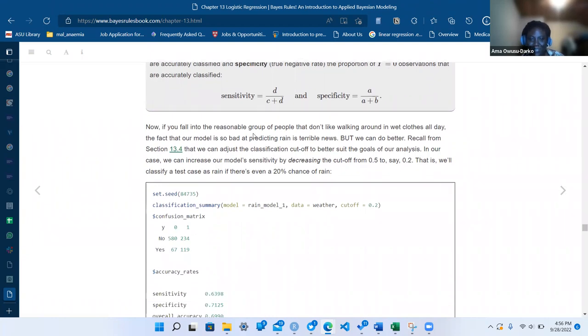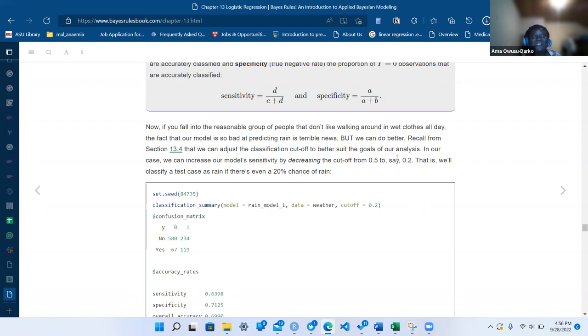Okay, so just as what you said, the fact that our model is bad at predicting rain is terrible news. We can do better. We can adjust the classification cutoff, so decreasing the cutoff from 0.5 to 0.2. So meaning that it would be zero if it's less than 0.2.